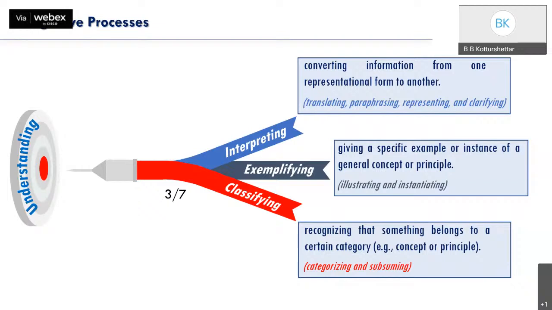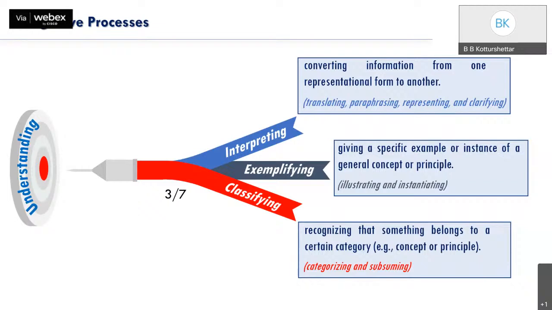Interpreting is basically converting information from one representational form to another. Something which is in the text, you may have to put in graphical form, or something which is in graphical form, you may have to put in the form of a text by way of giving your interpretation. Likewise is what is known as interpreting. The alternative terms are translating, paraphrasing, representing, and clarifying.